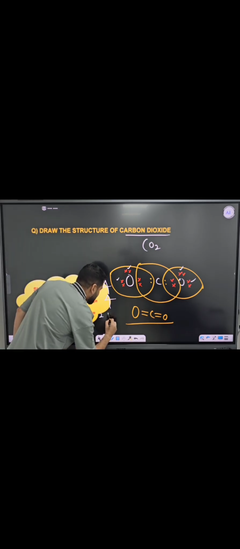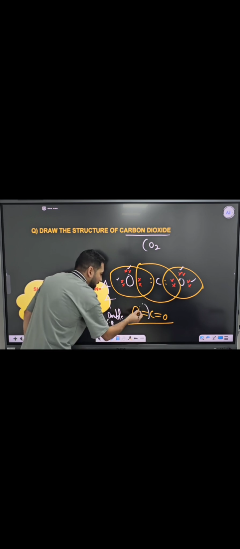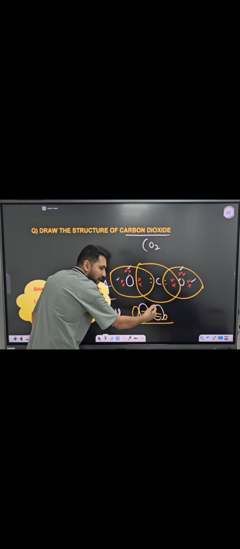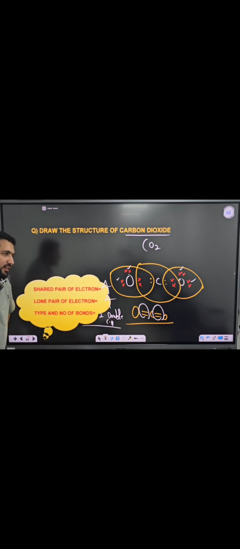Type and number of covalent bonds. Can I say that 2 double covalent bonds, right? 1 bond, right? But both bonds are double. So 2 double covalent bonds. I hope this thing is also clear. Yes. Let's move to one more example.